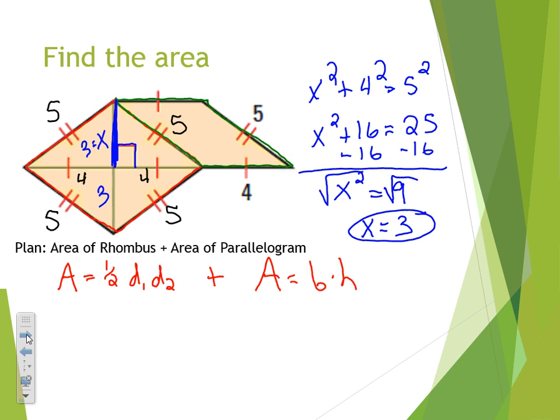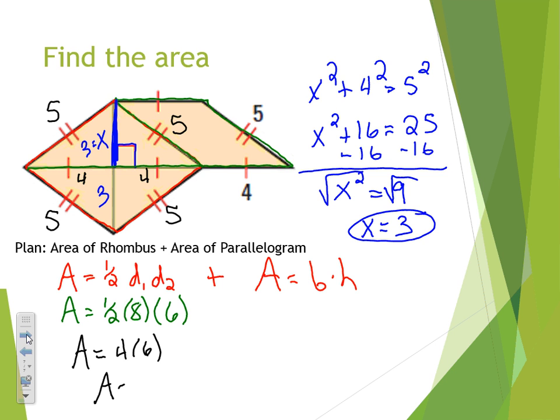So I'm going to plug in everything I know for my rhombus. So area equals 1/2. Diagonal 1, I'm going to call this one right here. So 4 plus 4 is 8. Times diagonal 2, 3 plus 3 is 6. Go ahead and simplify this one. I get area equals 4 times 6. So my area equals 24. So there's my area of my rhombus.